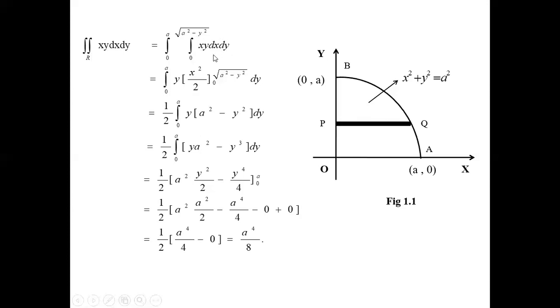Then we integrate as in the last case. Here you are integrating with respect to x, y is constant, so y will come outside. Then the integral of x dx is equal to x square by 2. The limits for that are 0 to root of a square minus y square, into dy.